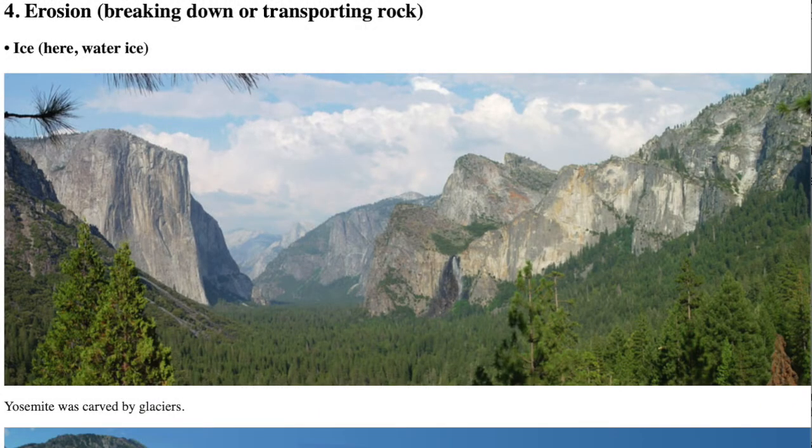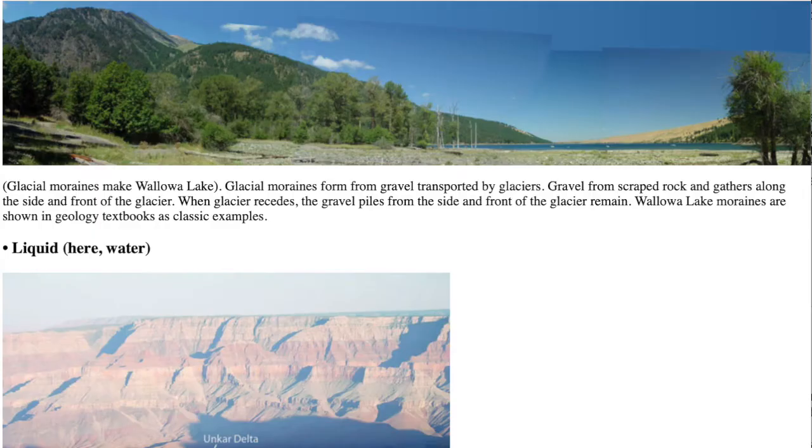Erosion is the breaking down or building up of geological structures and transporting of material, rock for our purposes here, by ice, liquid, and wind. Water ice in the form of glaciers carves out bowl-shaped valleys such as Yosemite in California and those in Glacier National Park in Montana. Glacial moraines form from gravel transported by glaciers. The gravel comes from the glacier scraping rock, and it gathers along the side, lateral moraines, and front, terminal moraine, of the glacier. Wallowa Lake in the northeastern corner of Oregon is a textbook example of a lake formed when a dam is created as a glacier recedes.